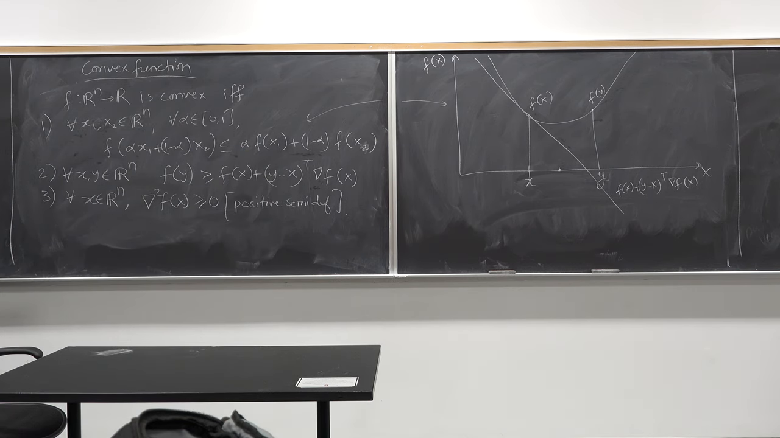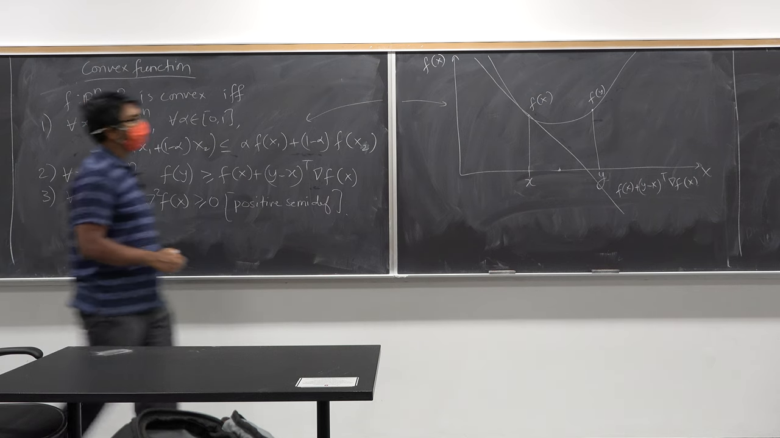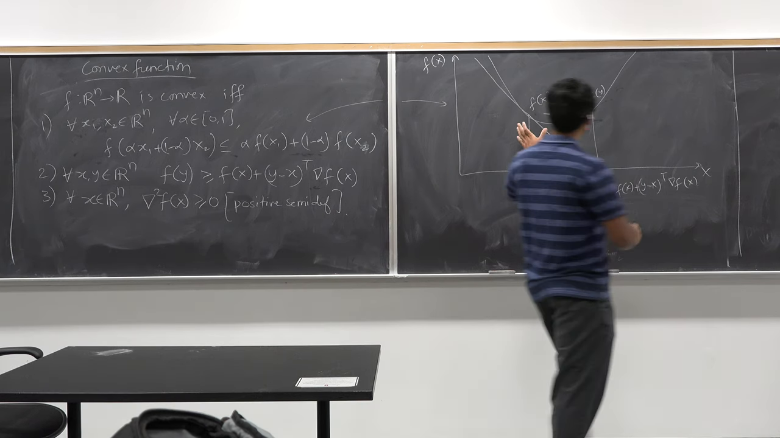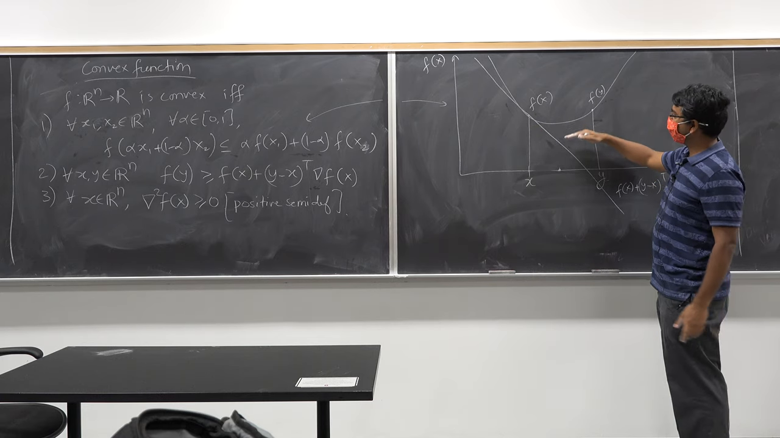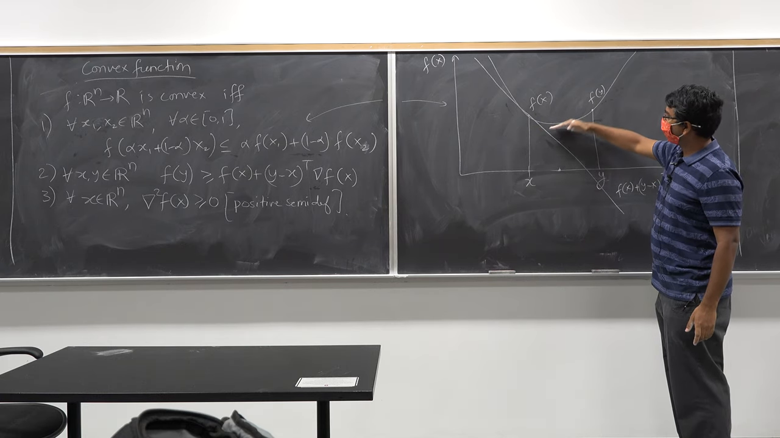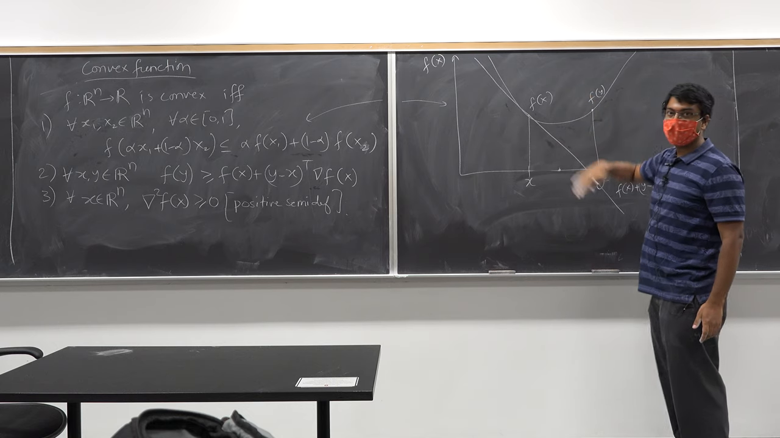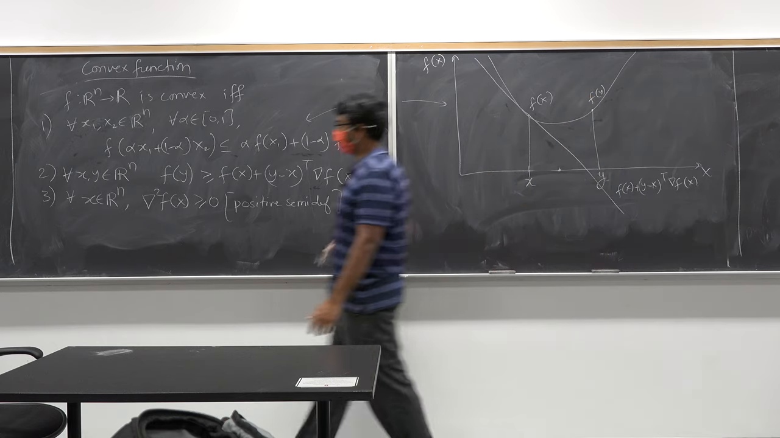It requires the function to be differentiable once. Any question? No? So a function is convex if every hyperplane that you can draw that is tangent to the function, the function is going to be above that hyperplane. Okay, that's what the second definition is saying.